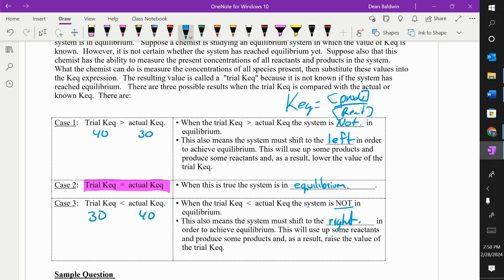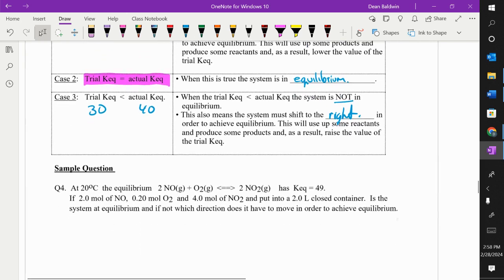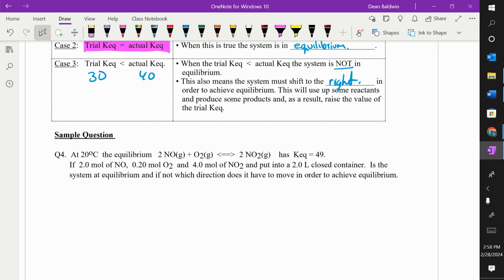So what do these questions look like? This is the last question for today. And remember, none of this is on your quiz tomorrow. Okay? So 20 degrees, here's our reaction. We know the KEQ for this reaction at 20 degrees is 49. We throw 2 moles of nitrogen oxide, 0.2 moles of oxygen, and 4 moles of NO2 into a 2-liter container. Is the system at equilibrium?